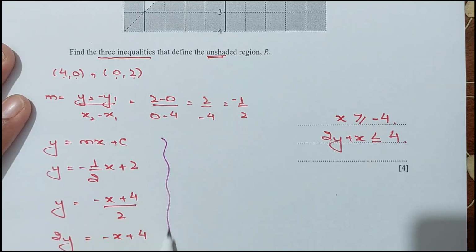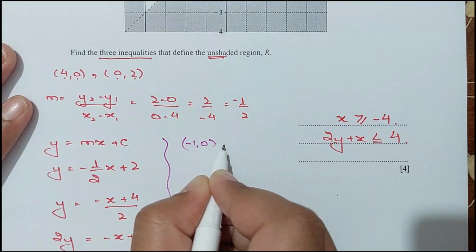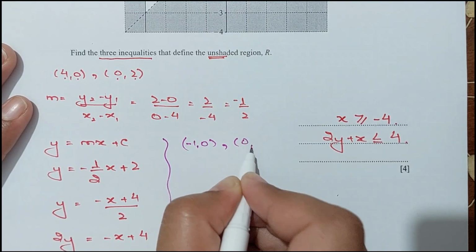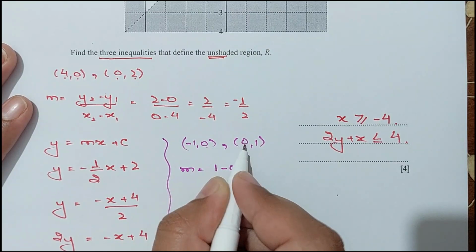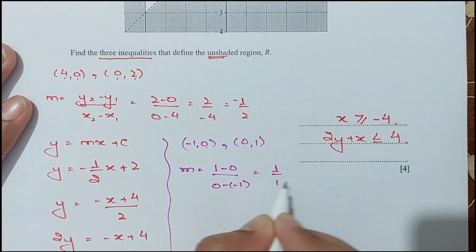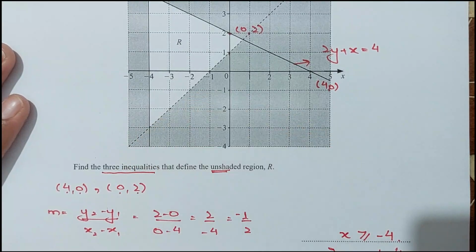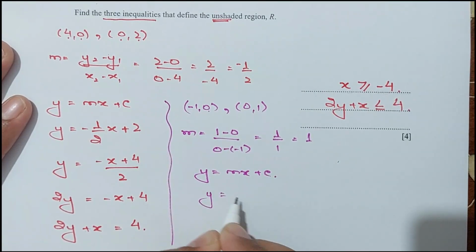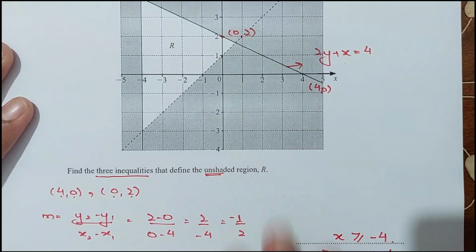Let me do this. We now have the two points: the x-intercept is (-1, 0), and the y-intercept is (0, 1). So the gradient is (y2 minus y1) over (x2 minus x1), so 1 over 1, 1 is the gradient. So y equals mx plus c. What is the c? C is the y-intercept. The y-intercept of this line is 1. So y equals x plus 1, because the gradient is just 1. So this line is y equals x plus 1.